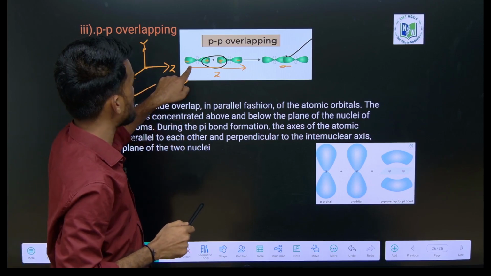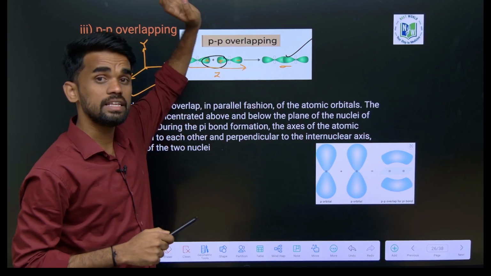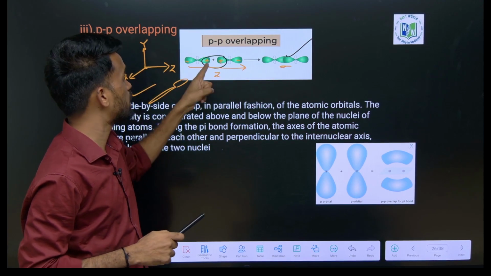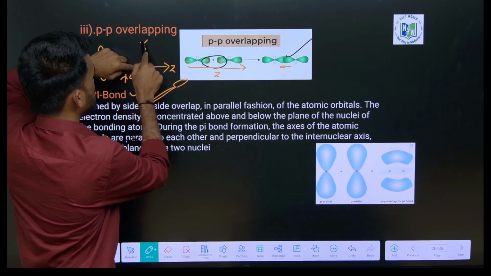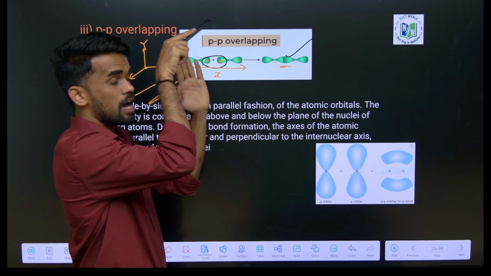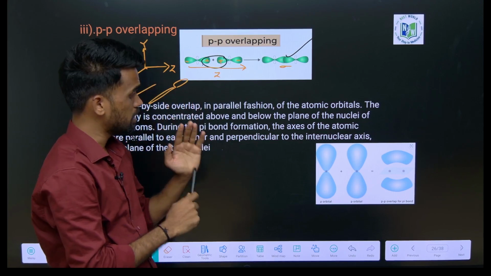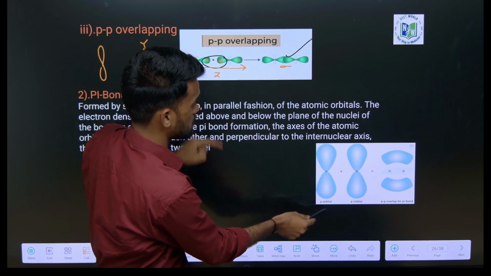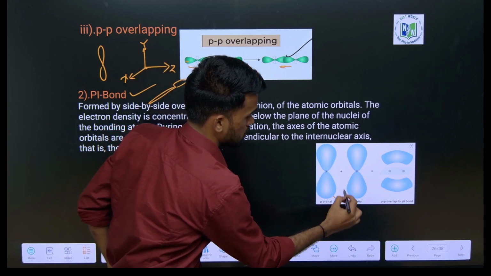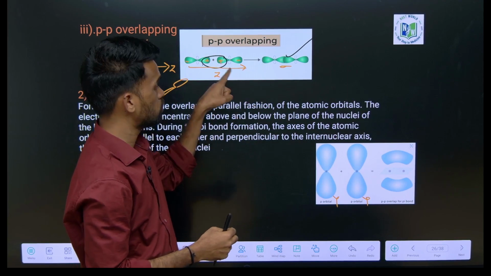If this z axis orbital is overlapping to form a sigma bond, then the resulting two orbitals will be perpendicular to this axis. See, x, y, z are perpendicular to each other, meaning whatever orbitals are along those axes will be perpendicular to the other axes. So we can consider this as a y axis orbital, and this is also a y axis orbital. These two are perpendicular to the z axis.